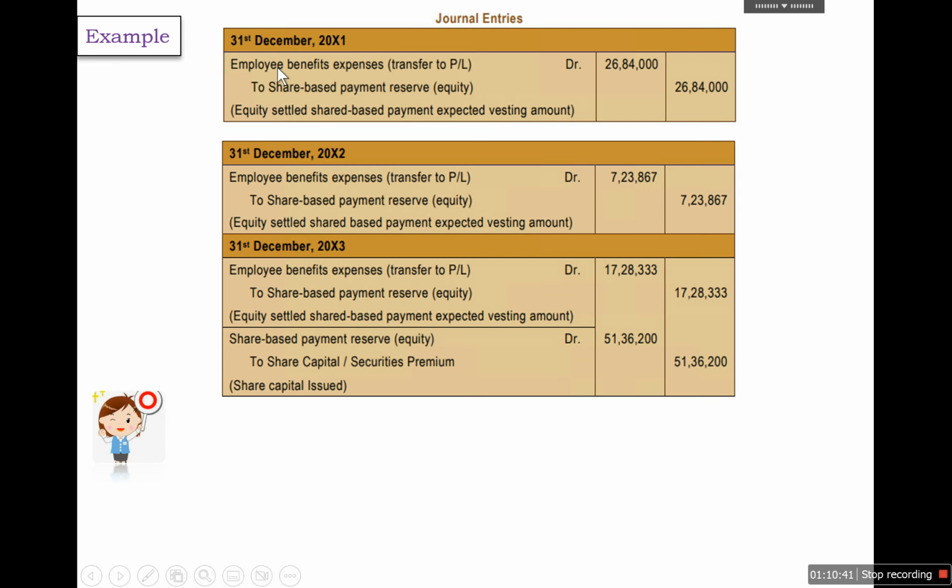So accounting will be employee benefit expense debit to share based payment. Similarly, for 2 years the additional amount and in the third year the remaining amount, and the share based payment reserve will be debited and share capital and premium amount will be credited.